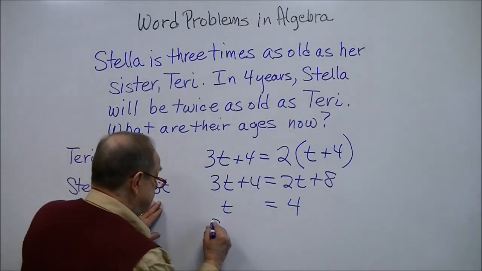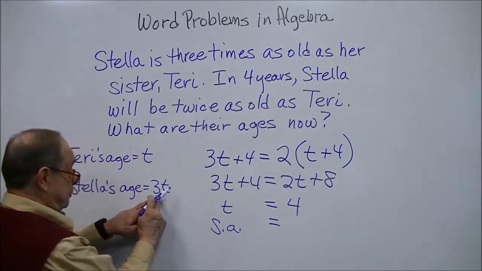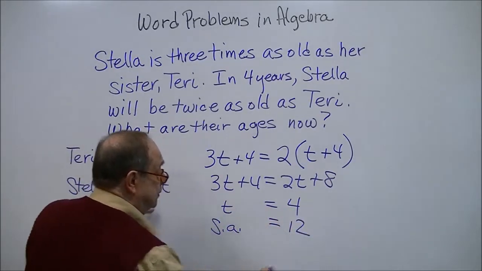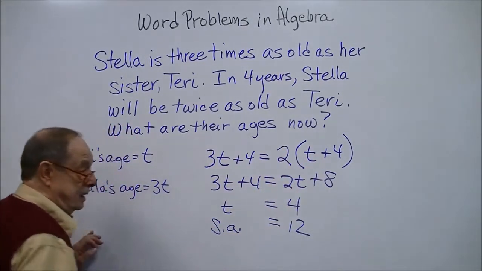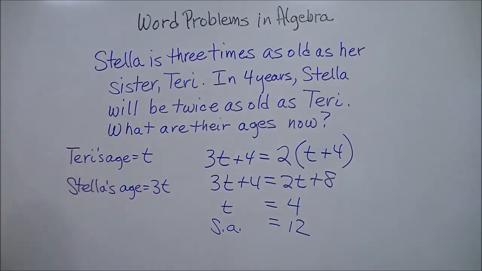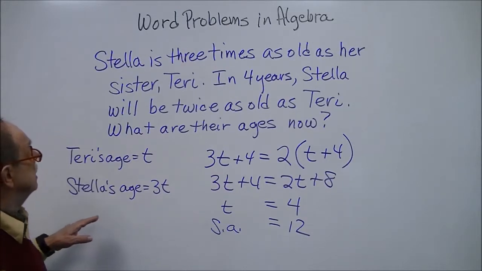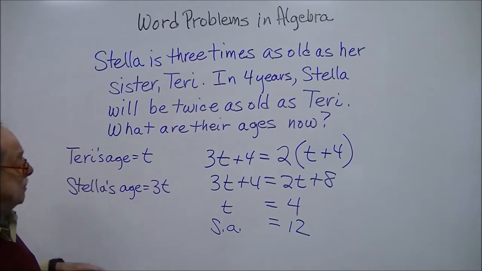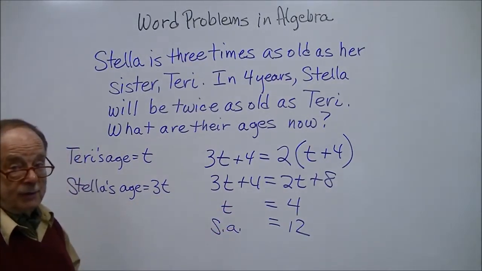Well, Stella's age will be 3 times t, 3 times 4, 12. And if you put that into this equation, the t as 4, it checks out. So what are their ages now? That is currently, not in 4 years, but now. Terry's age is 4, Stella's age is 12.